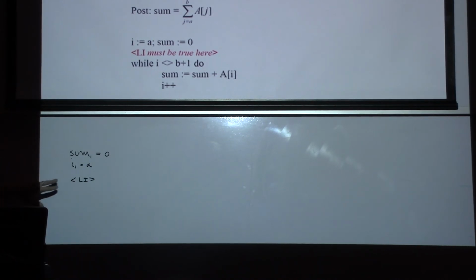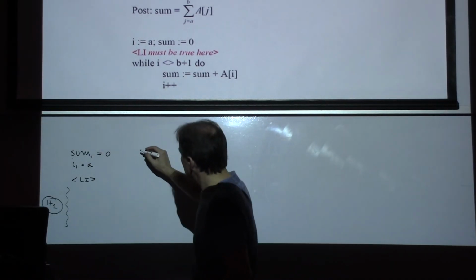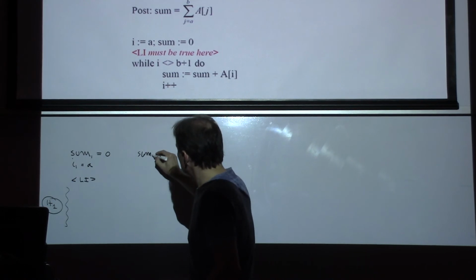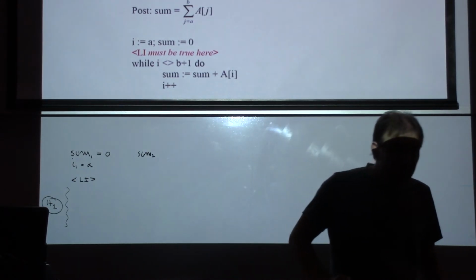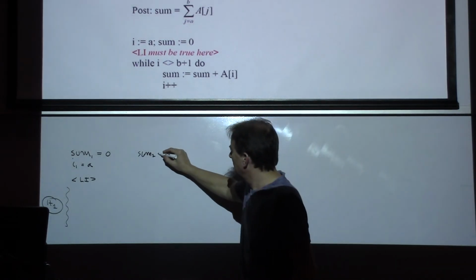Now, let's leave it at that. The loop invariant is going to have to be true right here. By the way, it has to be true right here. Now we're going to do the first iteration. So I'll call this IT1, iteration 1, okay? And so now, what will the value of sum be? This is sum sub 2 before the second iteration. What will the value of sum 2 be equal to?